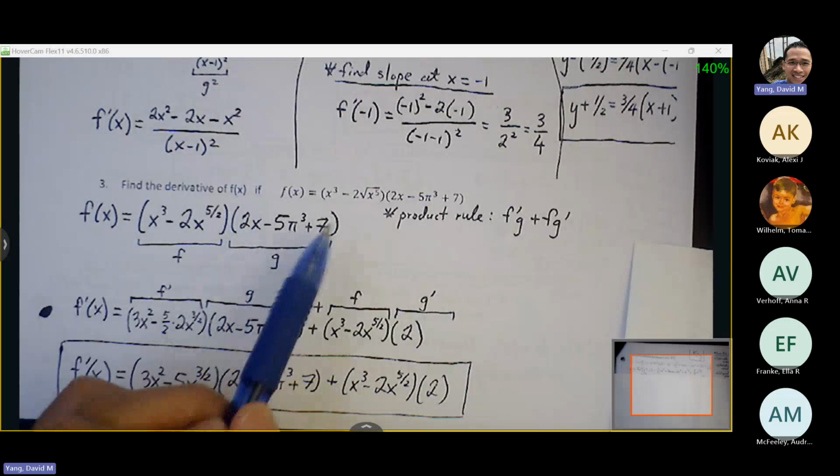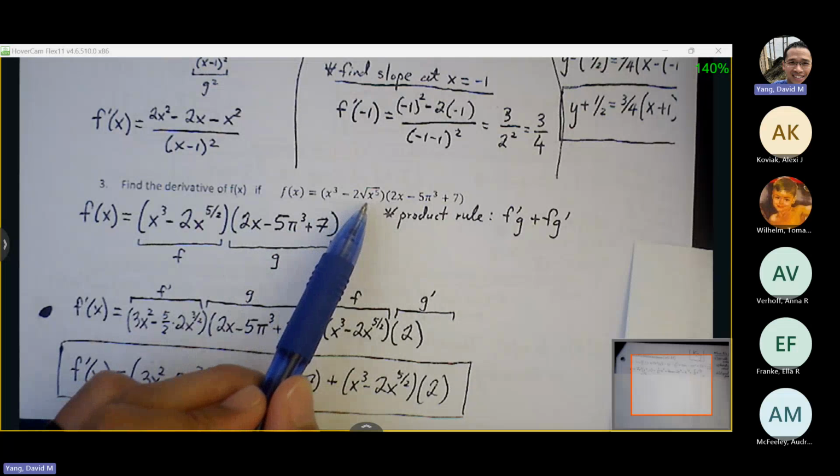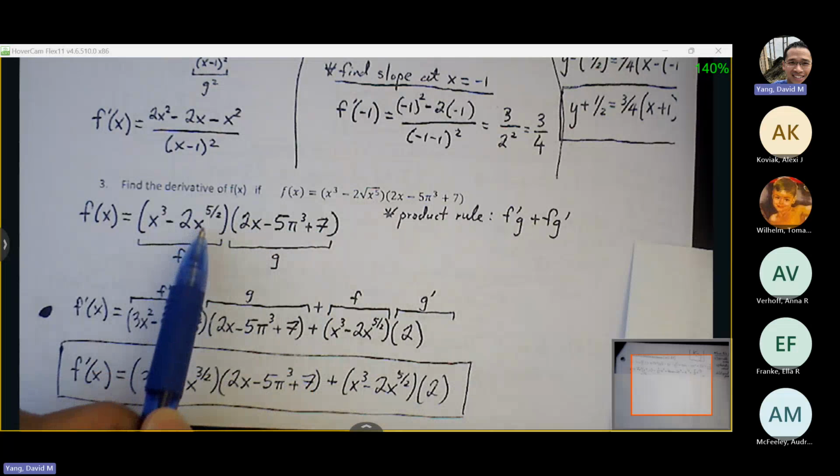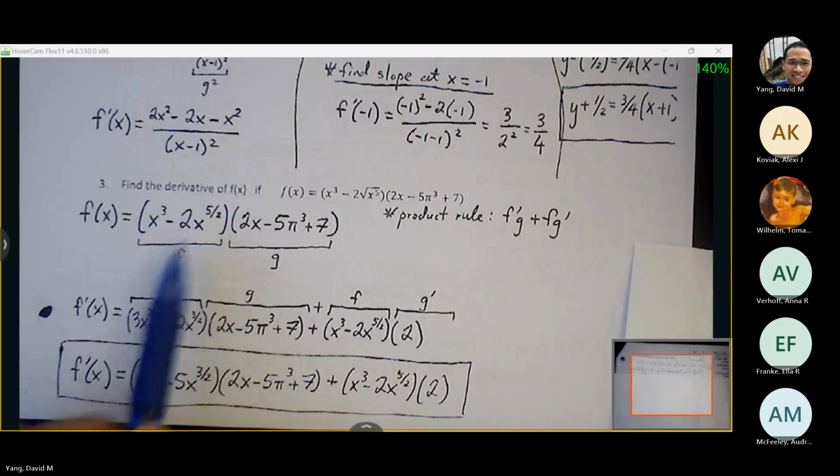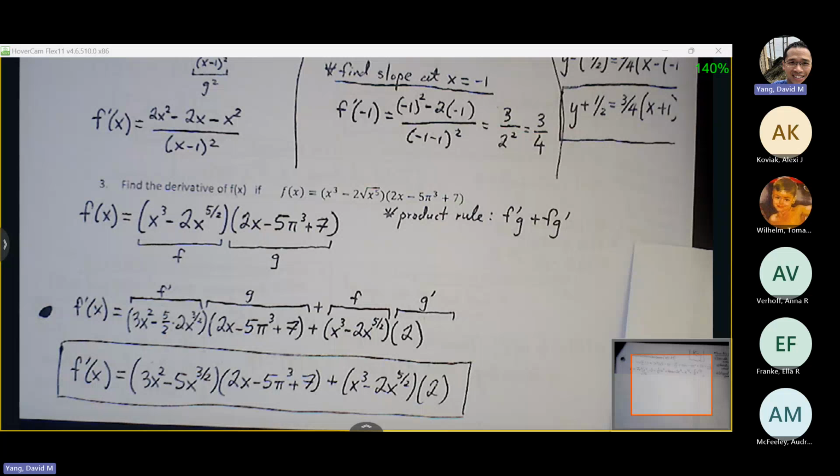I'm just rewriting this slightly to get that radical to be rewritten. This is x to the 5/2. I'm going to call my first parentheses my f function. I'll call my second parentheses my g function. And we're just going through here, f prime times g plus f g prime.